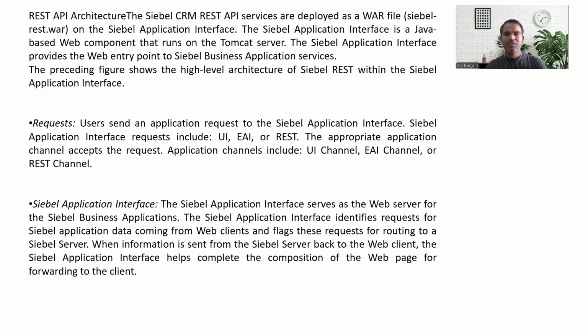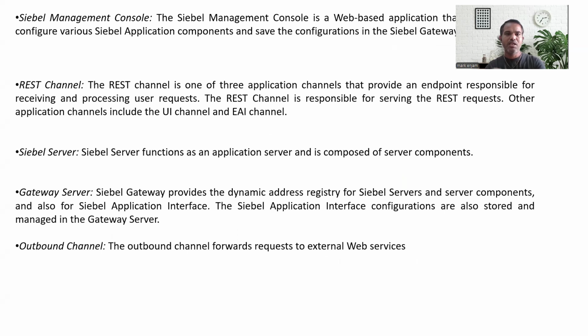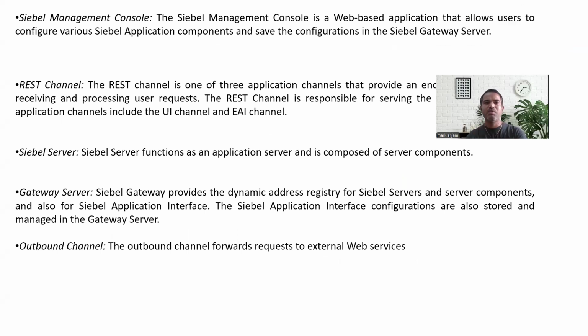Now see here, the REST API server deploys the war file where a request is made. Users send the request to the Siebel application interface, and the application interface accesses the data like any channel. The application interface has a web server for the Siebel application, sending the information to the web client, and this API helps complete the composition of the web pages, forwarding from client to server. Now, SMC is a web-based application that allows you to configure the Siebel application components and save the configuration and gateway server parameters.